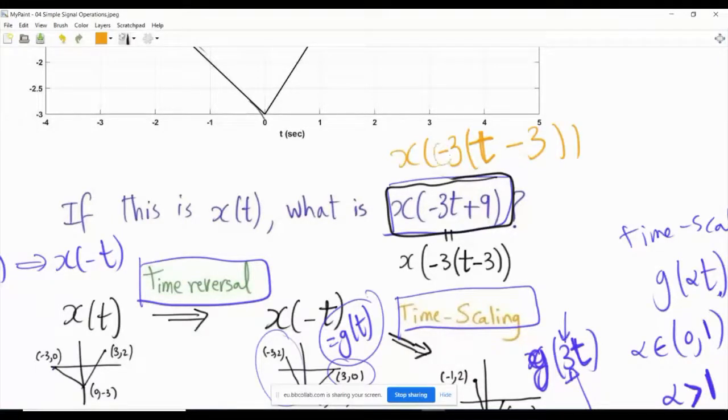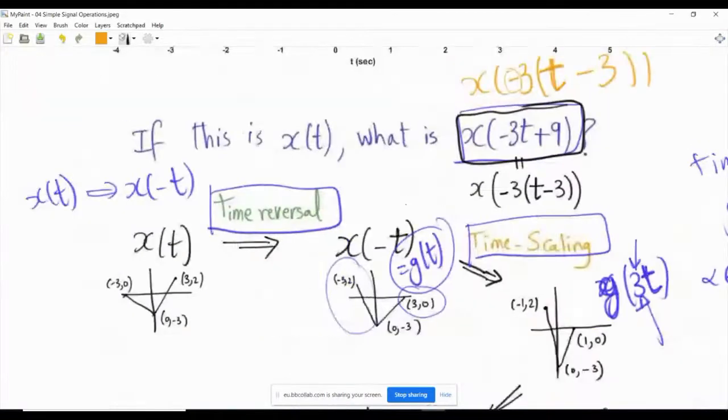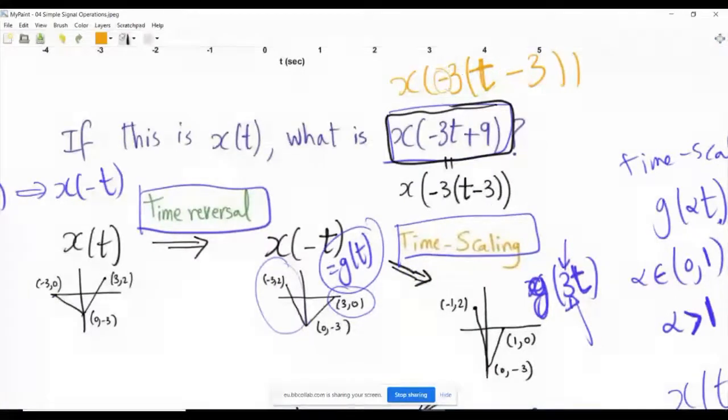Then, if you have a minus sign here, you start by doing reversal. So you do the mirroring or time reversal. If there is not a minus sign, you skip this and do not need to mirror anything. Then you do the time scaling. If this factor is greater than 1, you compress your signal. If it's less than 1, you stretch your signal. And then finally, you do your time shift.